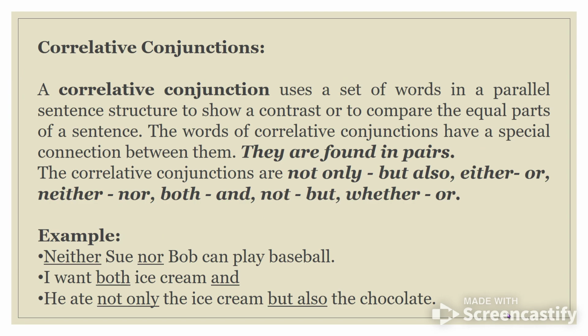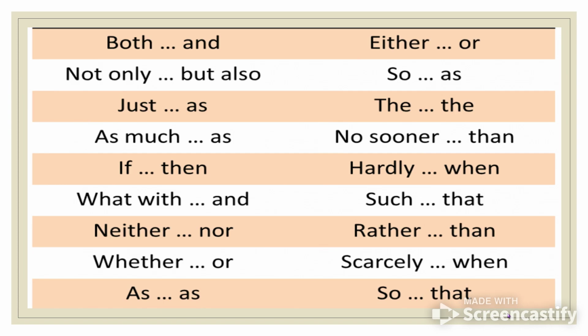For example, neither Sue nor Bob can play baseball. I want both ice cream and chocolate. He ate not only the ice cream but also the chocolate. So the words which are generally used in pairs as correlative conjunctions are as follows. Just remember these words, then it will become very easy for you to identify the correlative conjunctions.